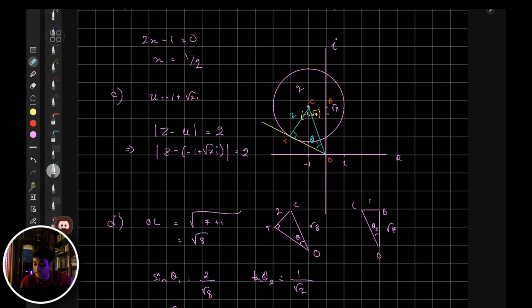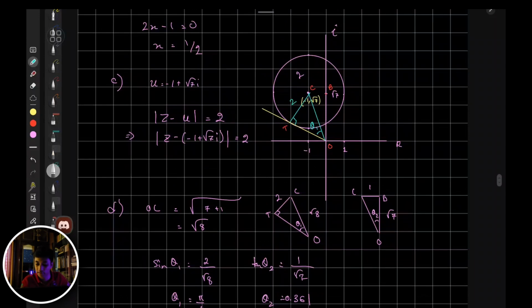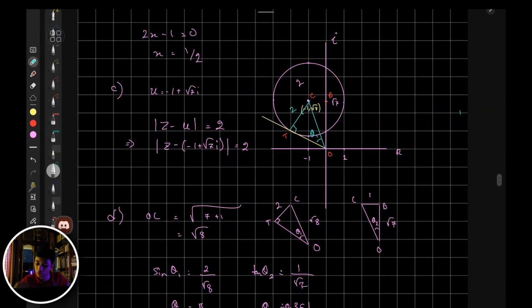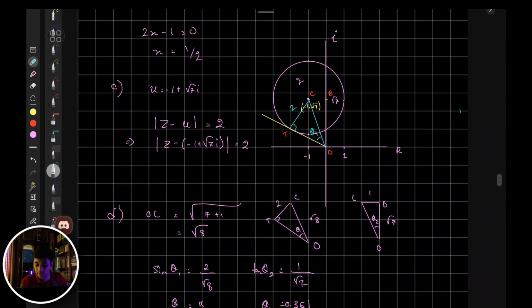-1, root 7 is the coordinate for C, and the coordinate for the origin is 0, 0. So you can find out the distance OC, where the equation is supposed to look like x minus x1 whole square plus y minus y1 whole square. This is the distance formula. Great. So if you know that, you can find out CO, and you already know CT. So from that, you can use sine. Yeah, you can use sine to find out this theta 1.